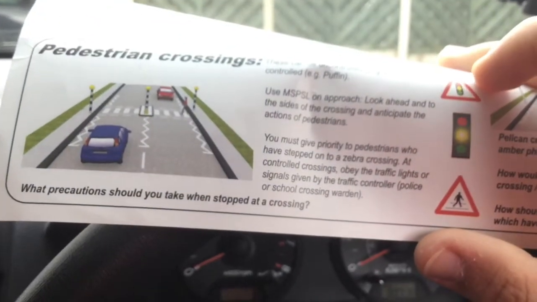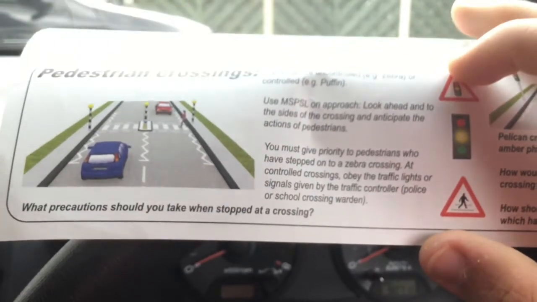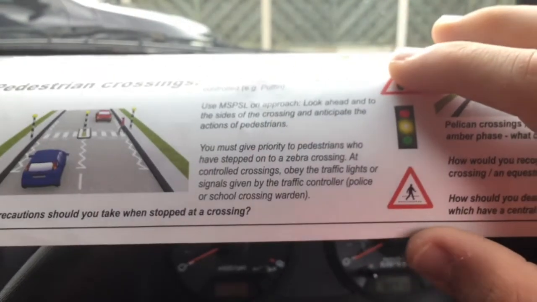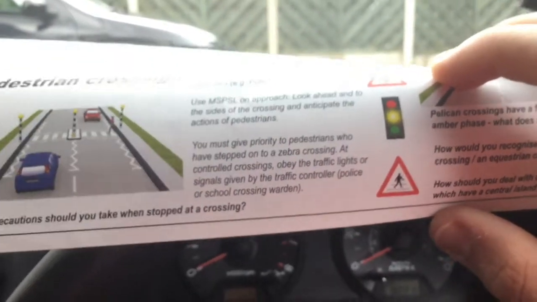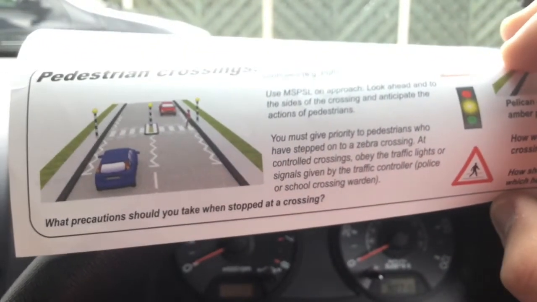You must give priority to pedestrians who have stepped onto a zebra crossing. At controlled crossings, obey the traffic lights or signals given by a traffic controller, so police or school crossing warden.